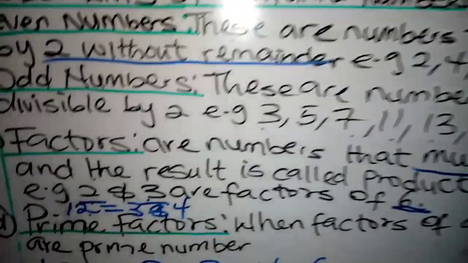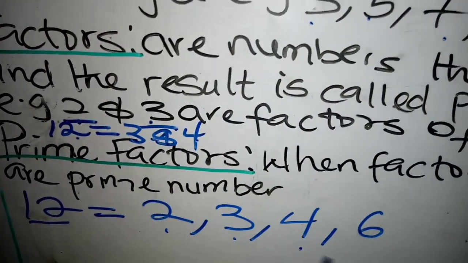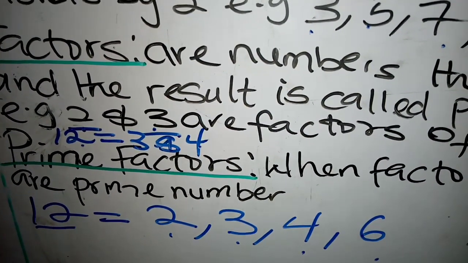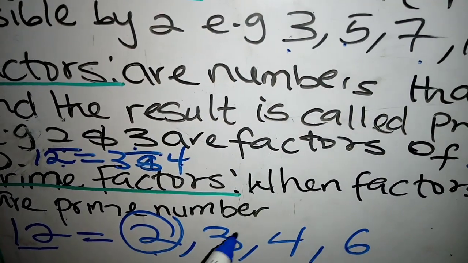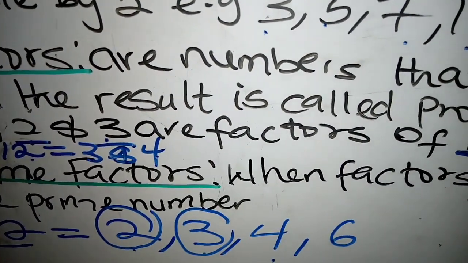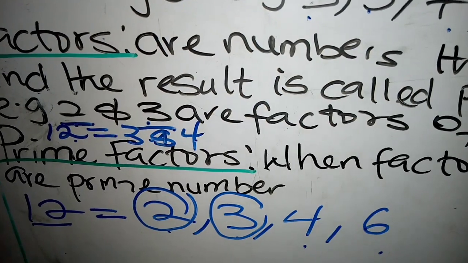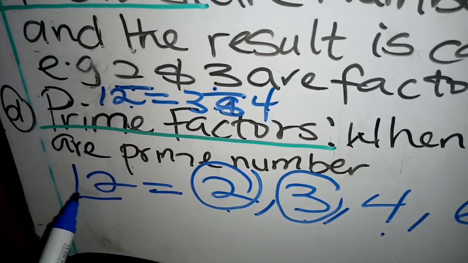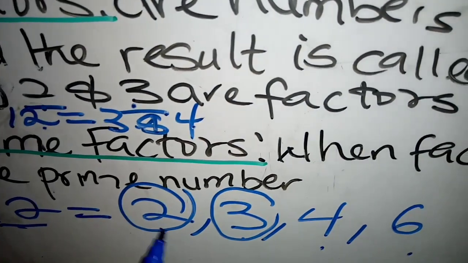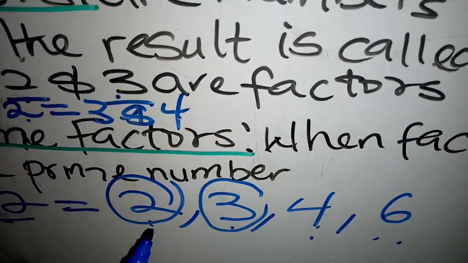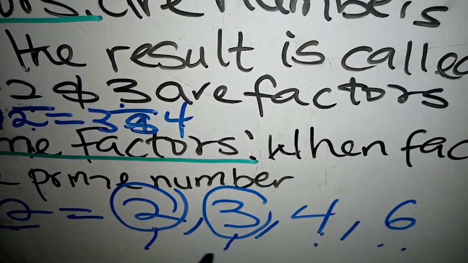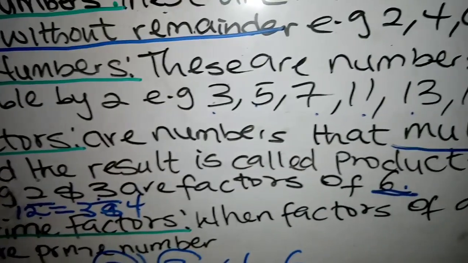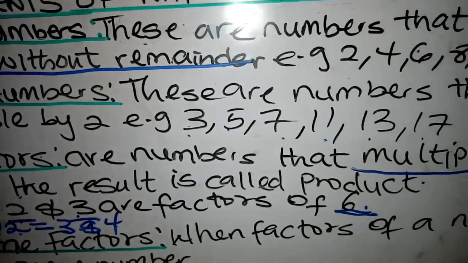Now, out of these, the factors of 12 are 2, 3, 4, and 6. To bring out the prime factors, 2 is a prime factor, 3 is also a prime factor. So, prime factors are factors of a number that are prime numbers. For example, factors of 12, we have 2, 3, 4, and 6. But the prime numbers out of it are 2 and 3. Let's go to the next element of natural numbers.